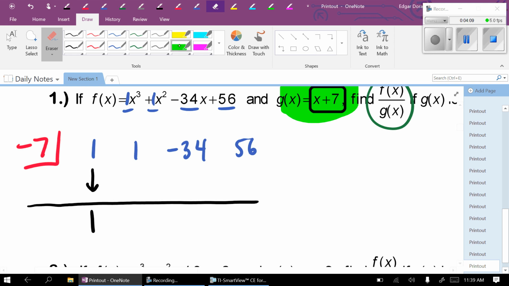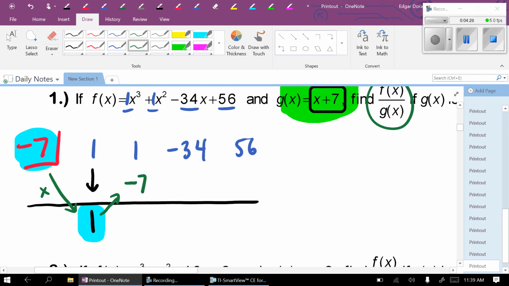So what you're going to have to do here is multiply negative 7 times 1. You're going to multiply these right here. Once you multiply, then I get negative 7. I'm going to put that negative 7 right here.